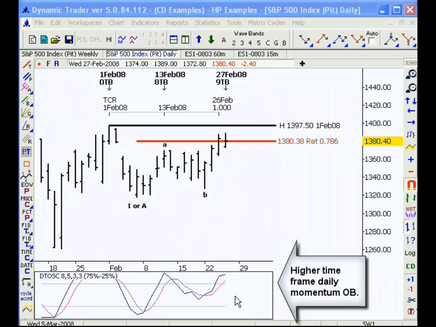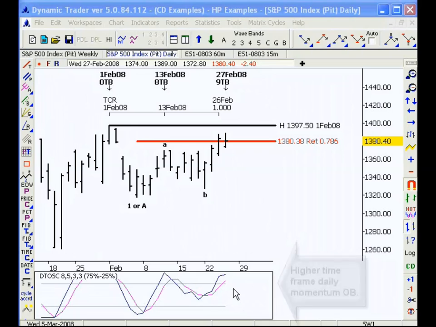And as you know from the book, if the momentum's overbought, that usually means that the upside is limited, and we are probably very close to a bearish reversal or a top in momentum and in price. So momentum of the higher time frame indicates we'd be looking or considering a short trade.